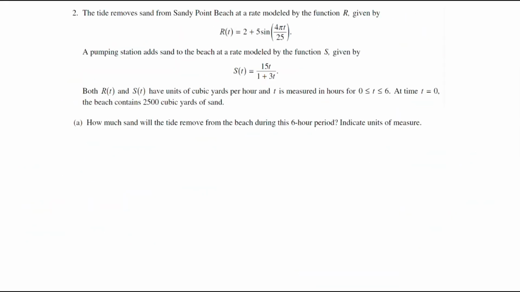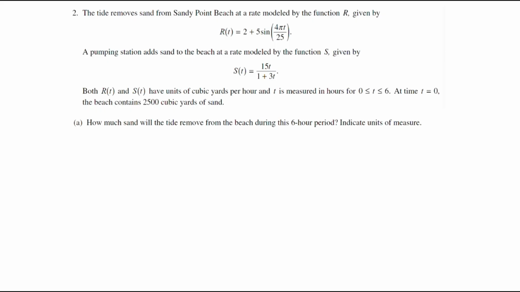All right, this is question number 2 from the 2005 AP Calculus AB exam. This is a rate FRQ. It's a calculator question. And we've got Tide removing sand from Sandy Point Beach at a rate modeled by R of T. And then we have a pumping station adding sand at a rate given by S of T.